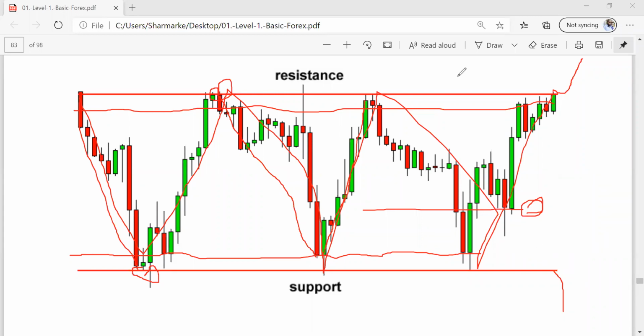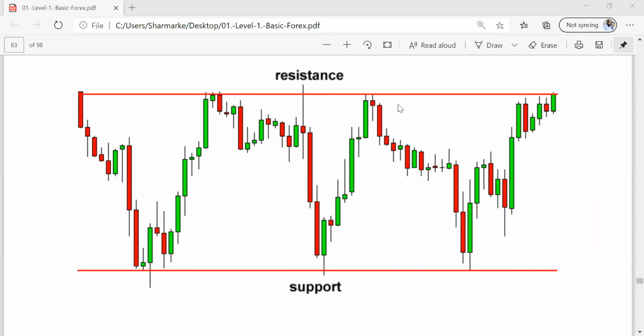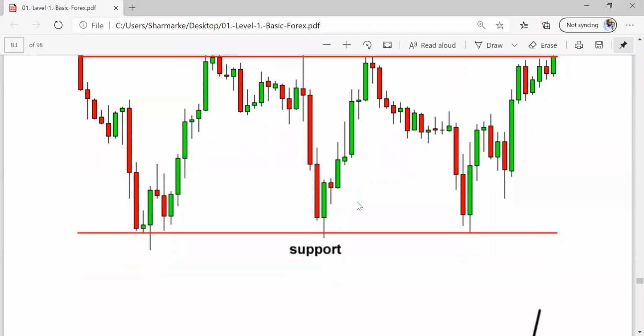So I think it's very, very clear what support and resistance are. Resistance means the upper side where the market comes back and refuses to break, and the support is the floor. Each house has a roof and a floor. So we call resistance the roof and support the floor of the house.